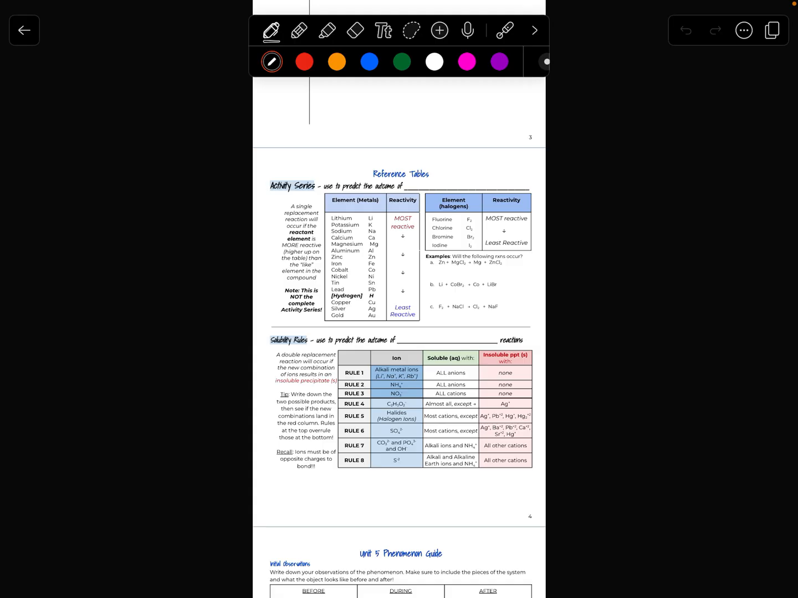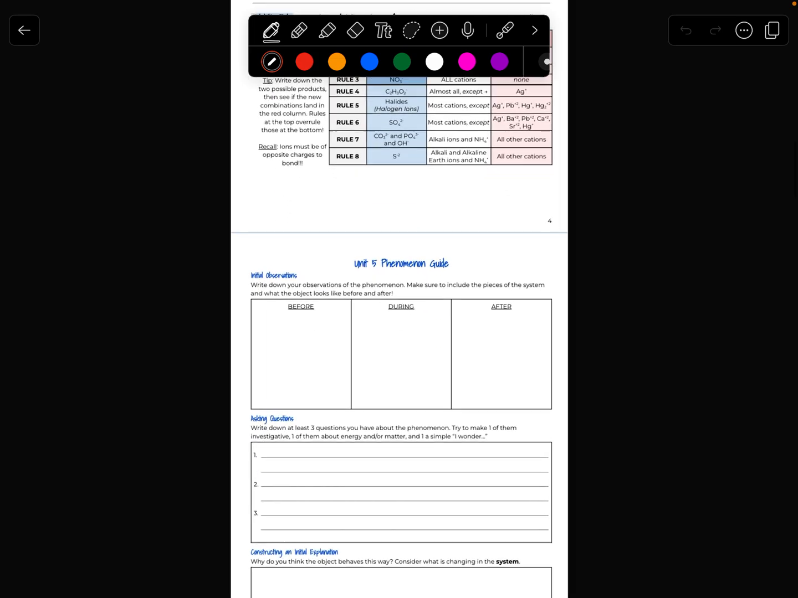But you'll always have access to these on every single assessment, your unit test, your final, all of that kind of stuff. I'll show you the ones we're going to use. They'll be in your table buckets when I get back. So what we're going to start with today is your Unit 5 phenomenon.